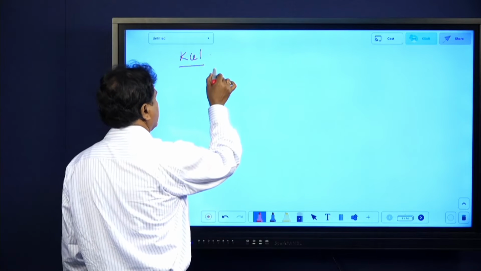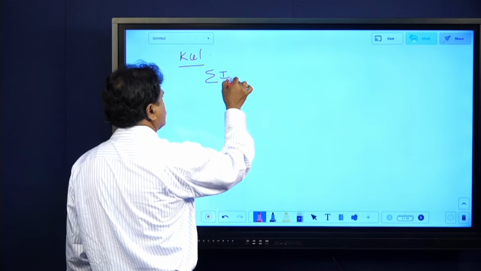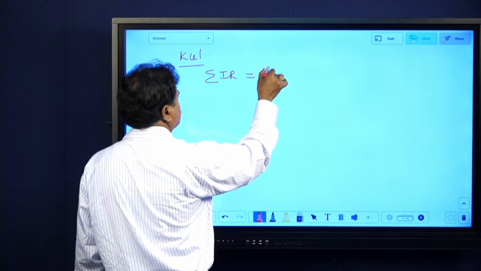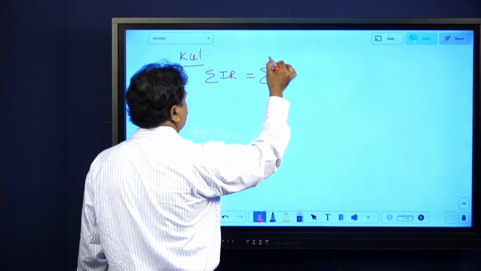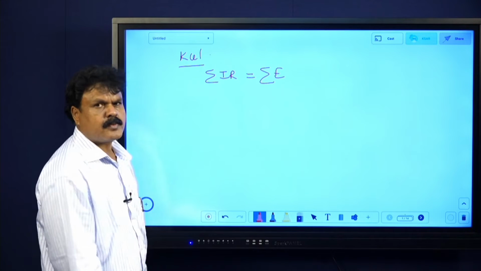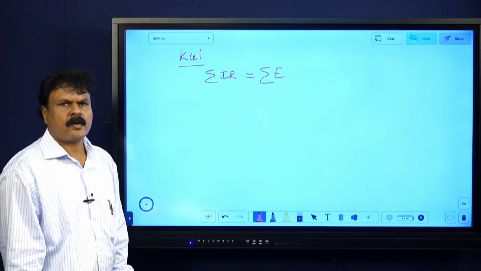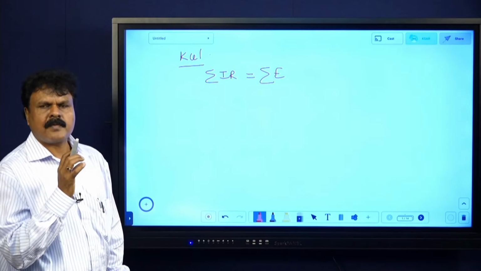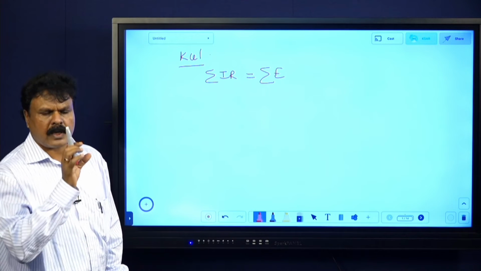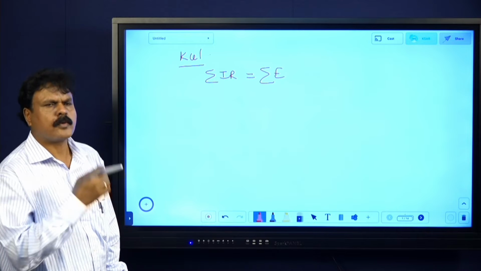This is the algebraic sum of the products of current and resistances in any closed path, which is always equal to the algebraic sum of the EMFs. You follow one particular convention and stick to it, in any one particular way, and so you will get it.